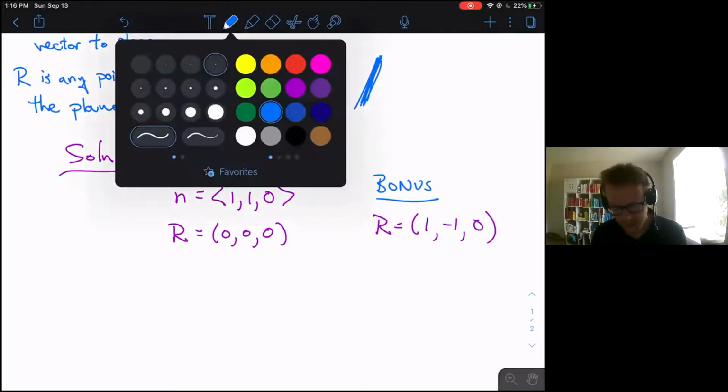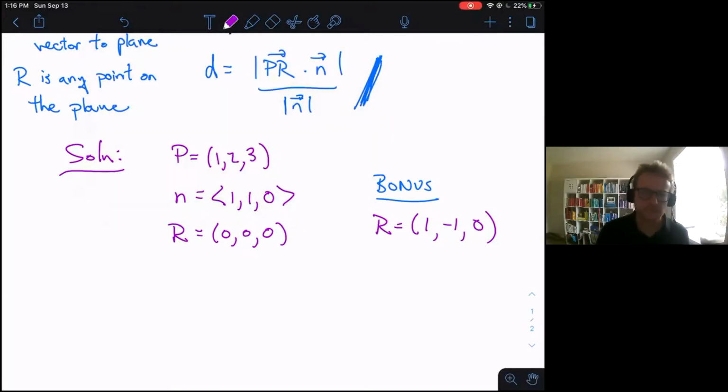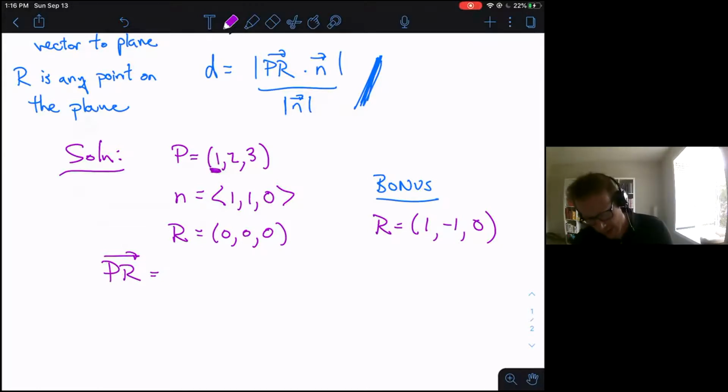And so that's kind of rather remarkable, I would say. All right, so now let's go ahead and calculate out PR. Whenever I calculate a vector PR, I'm thinking I'm starting at P, I'm ending at R, and I just ask myself, how many steps did I take? So I start at 1, I end at 0, I must have taken 1 step backwards. I start at 2, I end at 0, I must have taken 2 steps backwards. I start at 3, I end at 0, I must have taken 3 steps backwards.